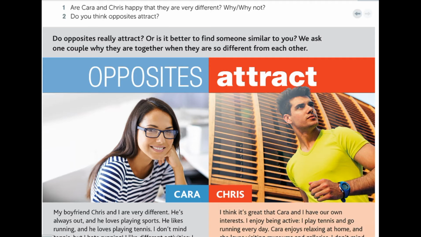But are they happy this way? Why? Or if you think they are not happy, why not? Think about it. Do you think opposites attract? Do you see, here, things they have in common? Are they happy with this?